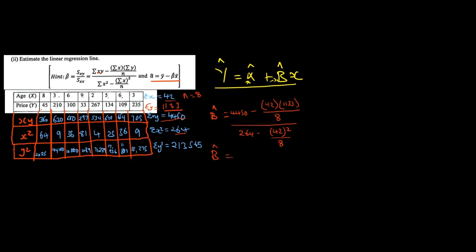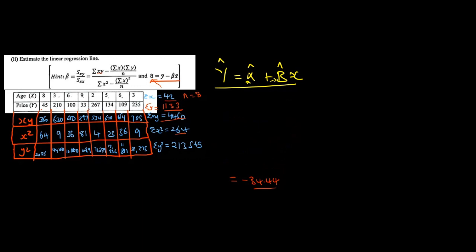So from there, what are we going to have? On top, when I punch on my calculator, I'm getting minus 1498.24, divided by, when I punch 264 minus 42 squared divided by 8, I'm getting 43.5. So when I divide this, I'm getting minus 34.44. So this here will be my b cap. Once we have our b cap, we can use it to calculate the a cap, or the alpha cap.